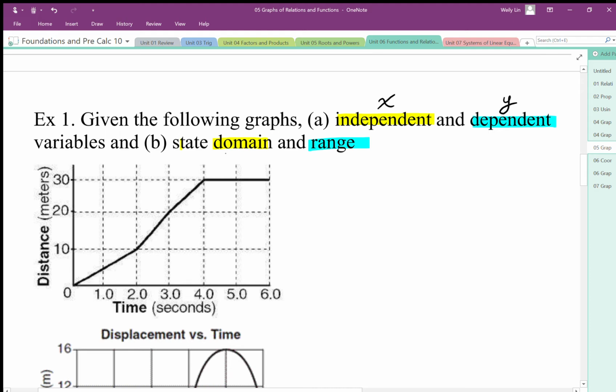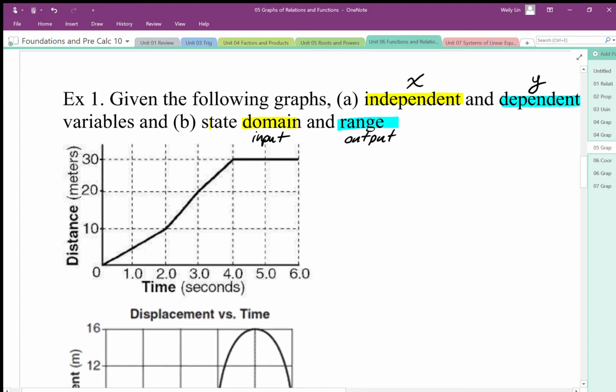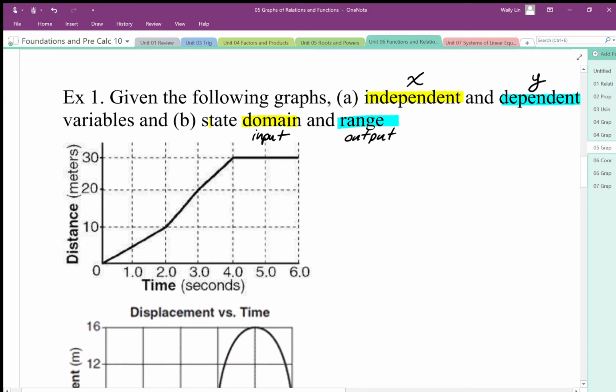This is our input. This is our output of our functions when we talk about functions. So this is a continuous function. It looks like we have distance and time. Time is usually a continuous variable. And we need to figure out our independent and dependent variables.